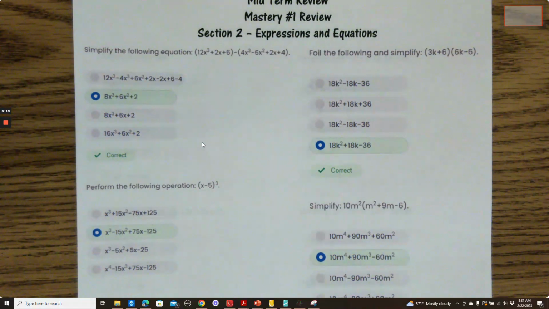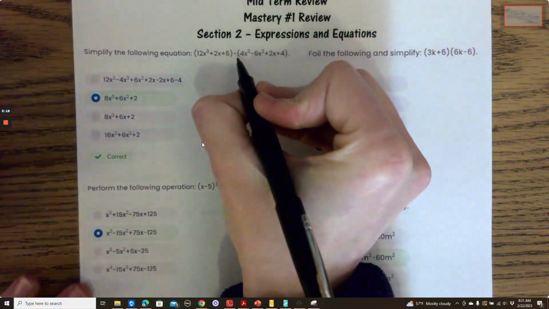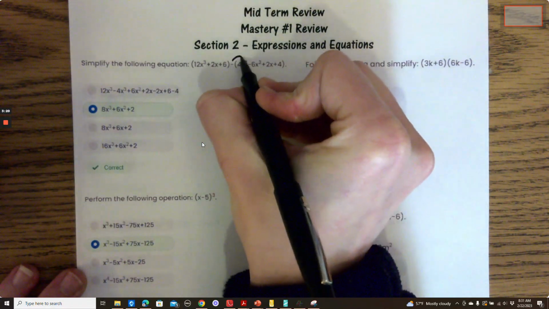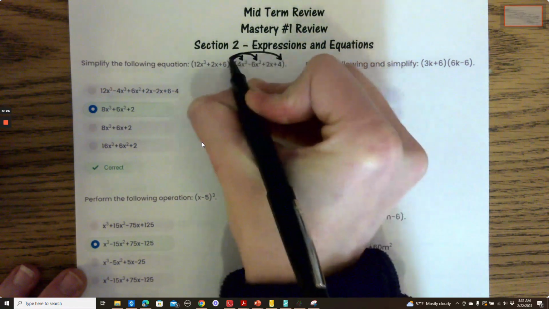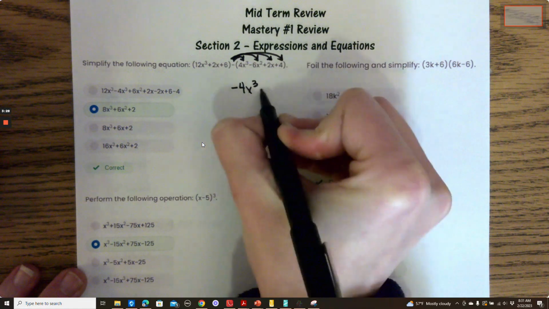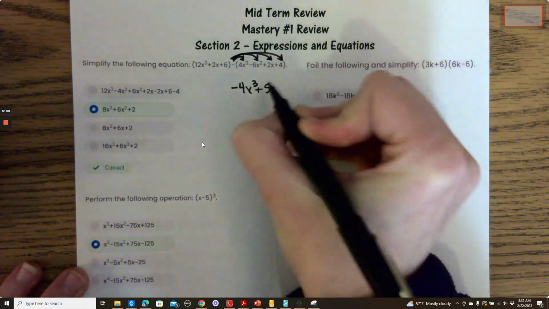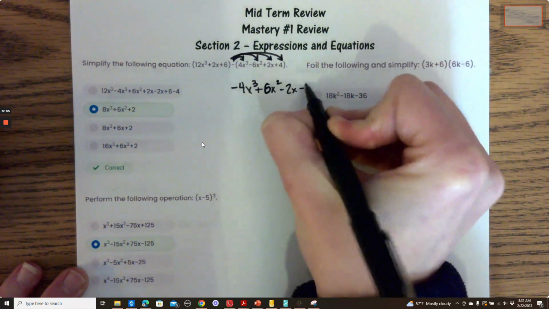All right, so the first one says simplify the following equation. We are subtracting polynomials. So anytime you subtract polynomials, you are changing the sign. This subtraction sign gets distributed to everything, each term. So this would be negative 4x cubed, positive 5x, or is it a 6? 6x squared, negative 2x, and then negative 4.